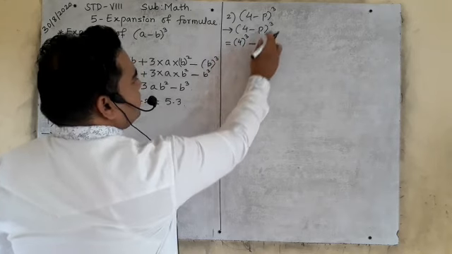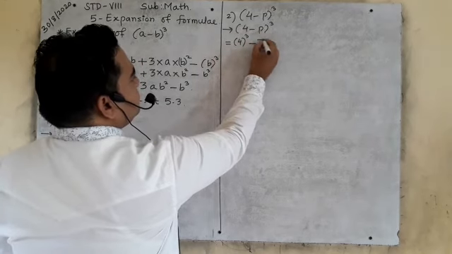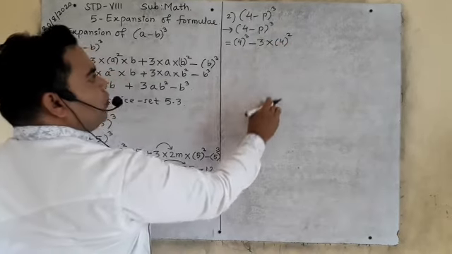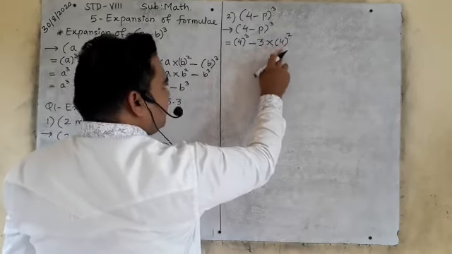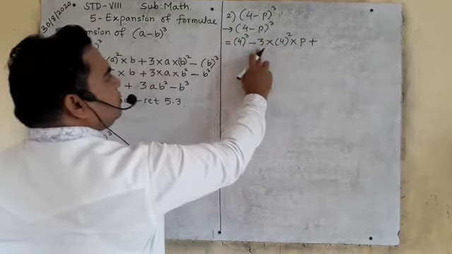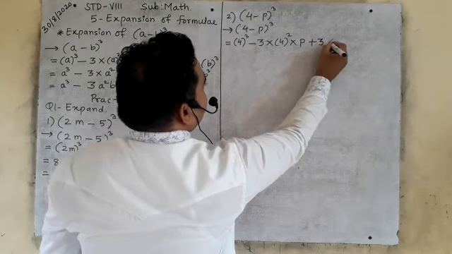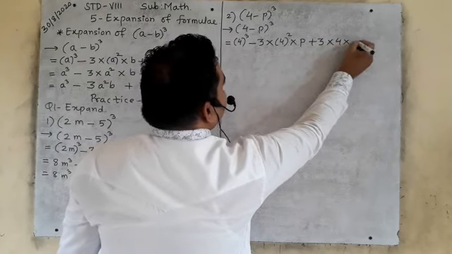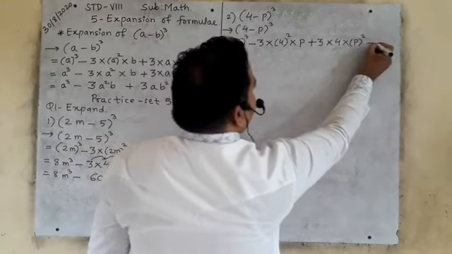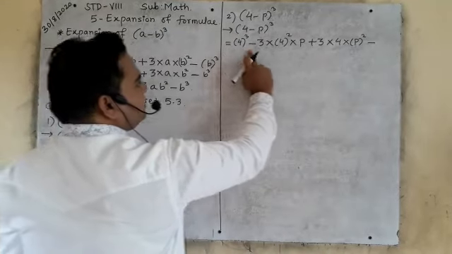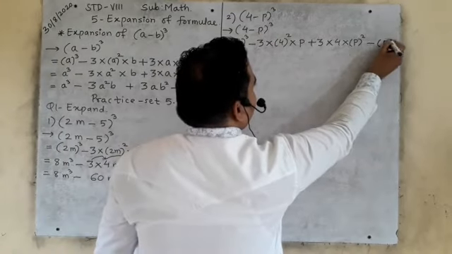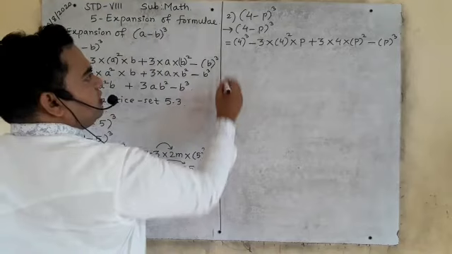Sign minus. Now you will give this cube to both the terms in the multiplication form, but the first term will carry square. 3 multiplied by first term square multiplied by second term plus. Now same you will copy 3 multiplied by 4, but here the second term will carry the square. Is it clear? Minus. In the beginning it will be minus, at the end it will be minus. Second term is what? P cube. Is it clear? Now we will solve.